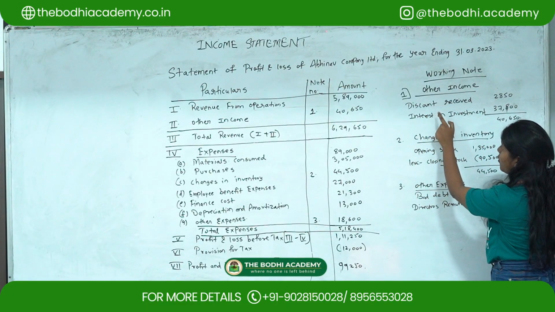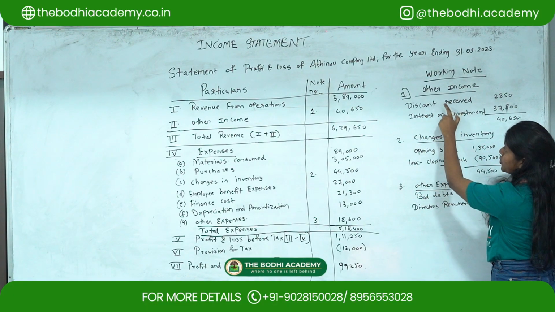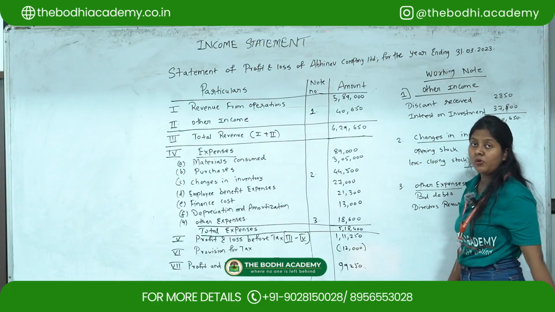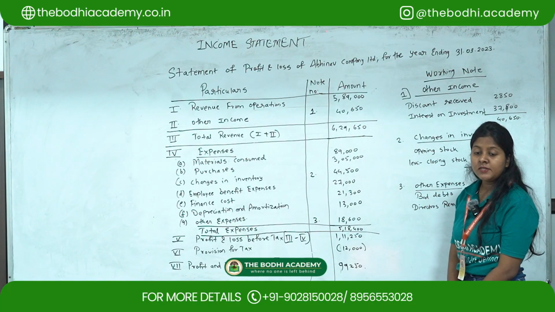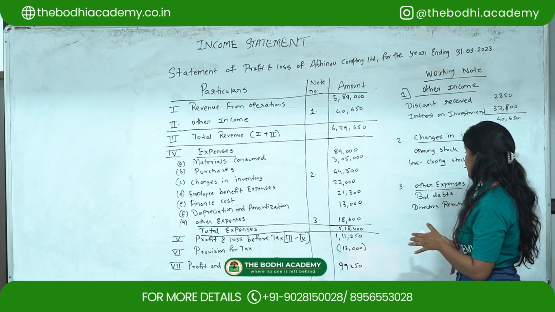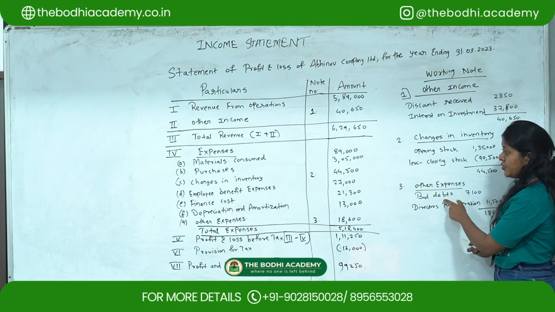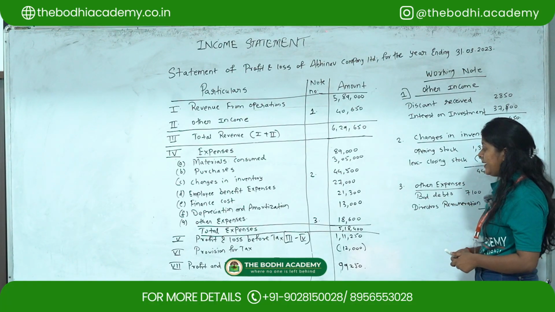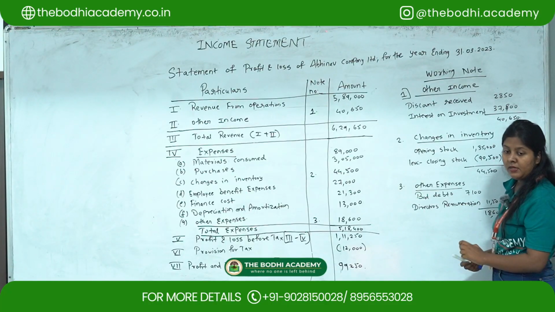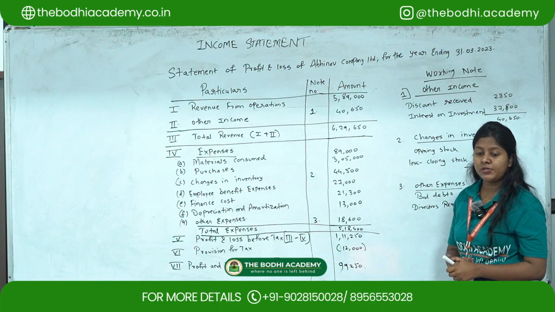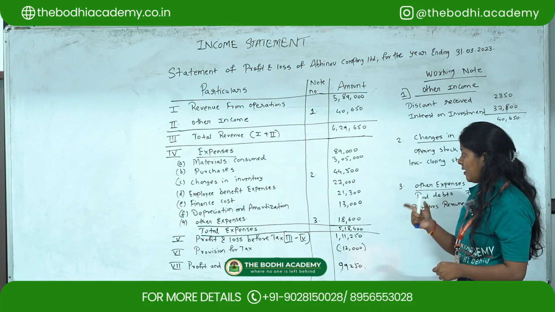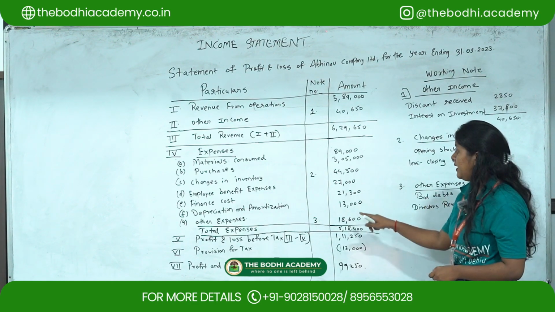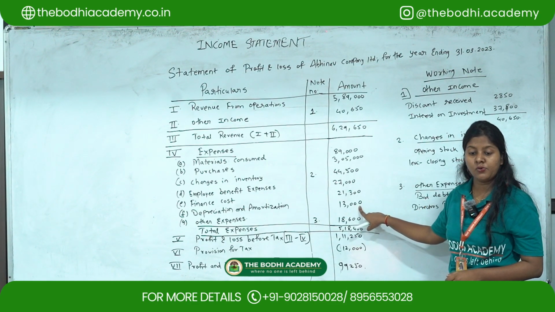And since there are more items to this, we have shown a working note over here. Then bad debts is your other expenses. So bad debts, the amount which you are not going to recover, is bad debts. So it will go over here. Then depreciation on machinery. Here they have given the direct amount on machinery, that is 13,000. So that you have to show.